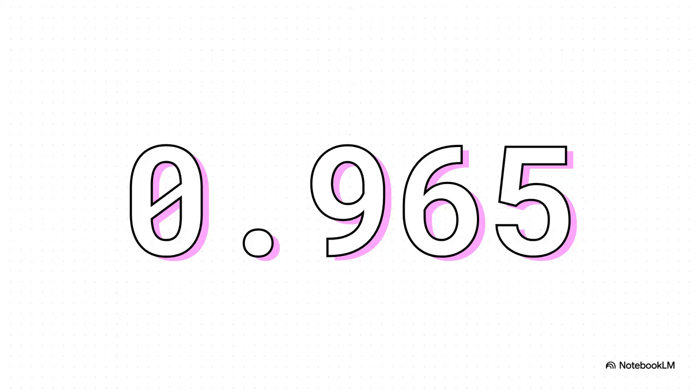Now, we measure this connection with a score called the correlation coefficient, or just R. It's on a scale from -1 to +1. A perfect +1 means the dots form a perfect straight line. So for our company's data, what's the score? It's 0.965. I mean, wow, that is incredibly strong. It confirms our model is super reliable.